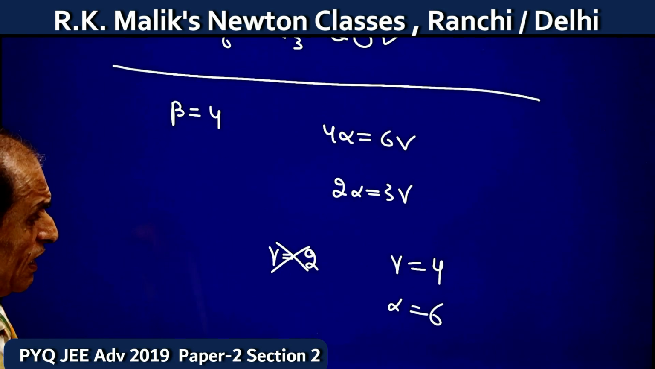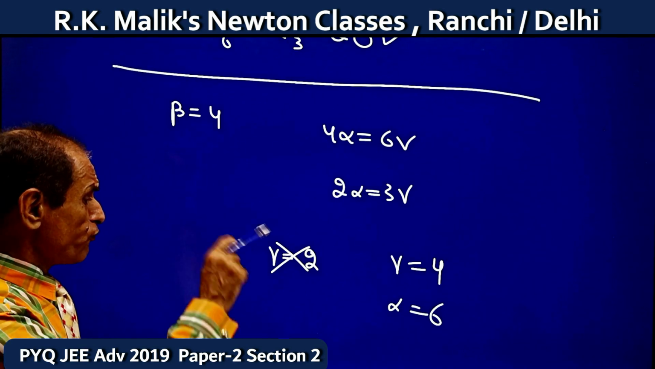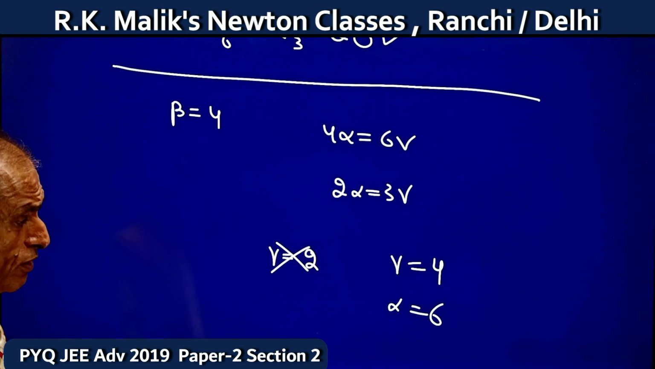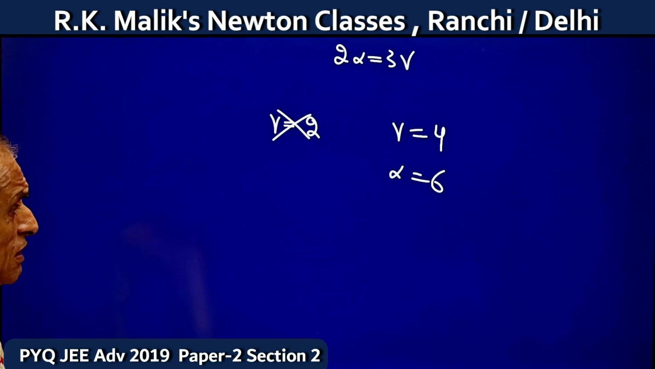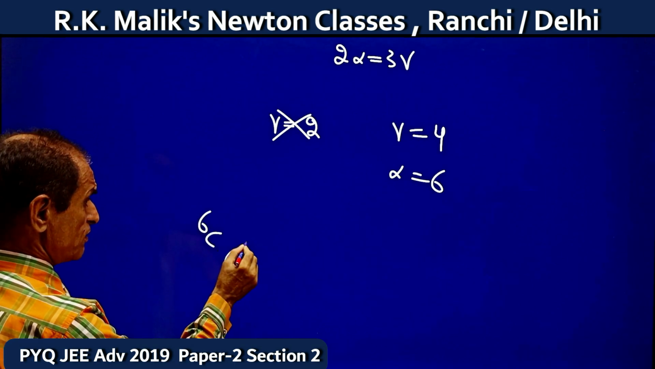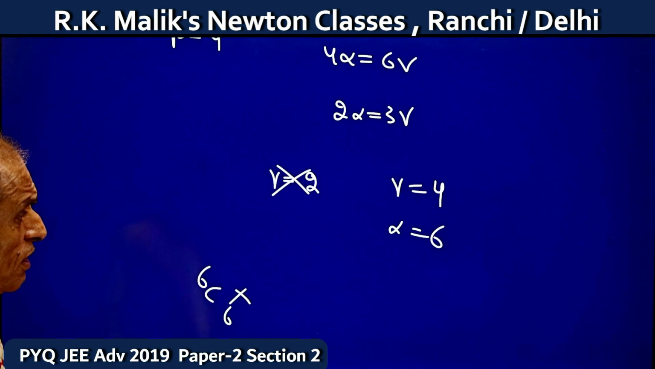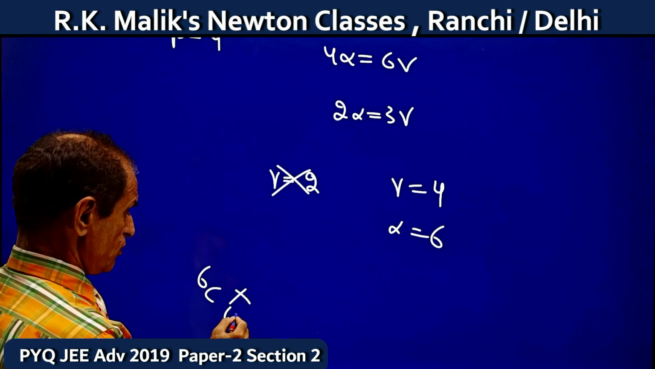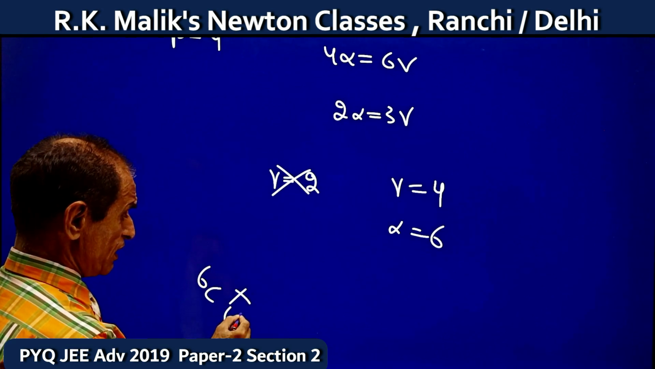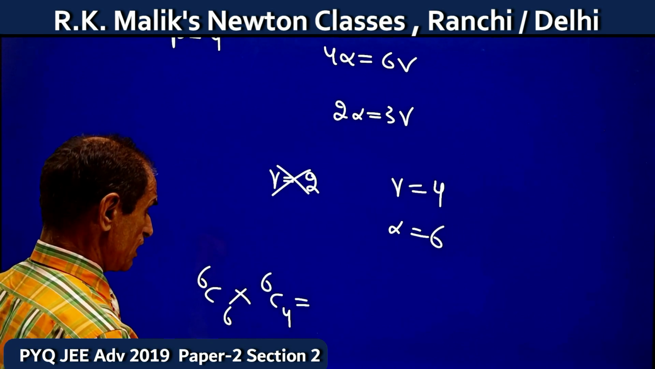That is, the set A should be containing 6 elements, the set B should be containing 4 elements, and all the 4 elements must be common between A and B. Therefore, the number of ways in which the set A can be made is 6C6. And for making the set B, I want to have 4 elements and all the 4 elements must be common. Therefore, from these 6 elements of set A, I choose any 4 elements, 6C4, that is 15.